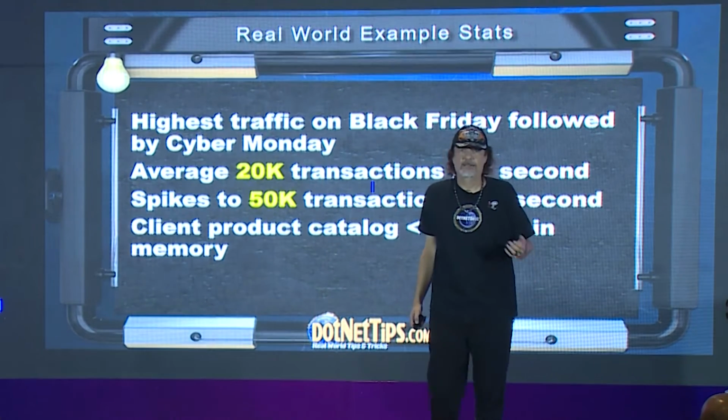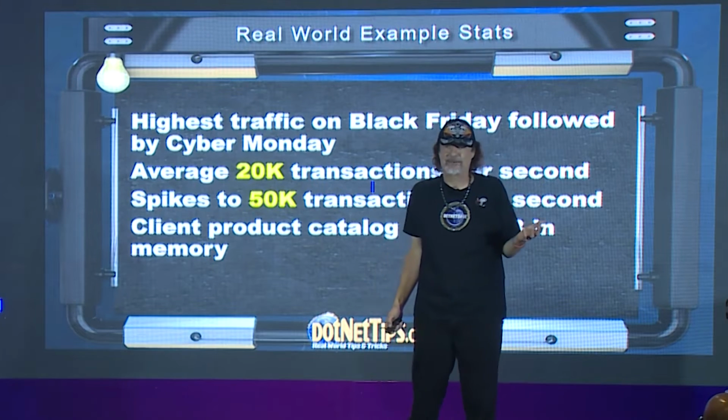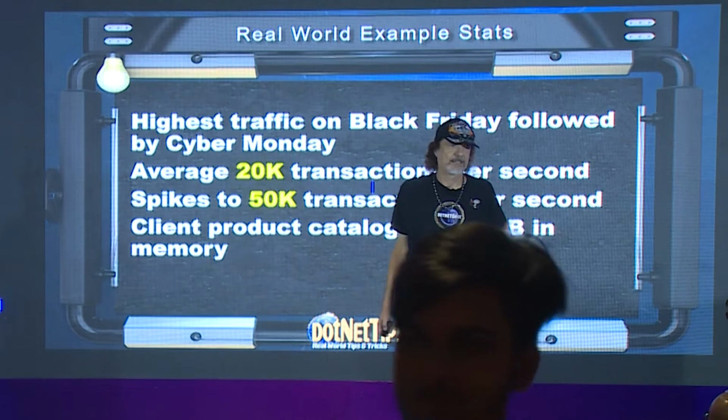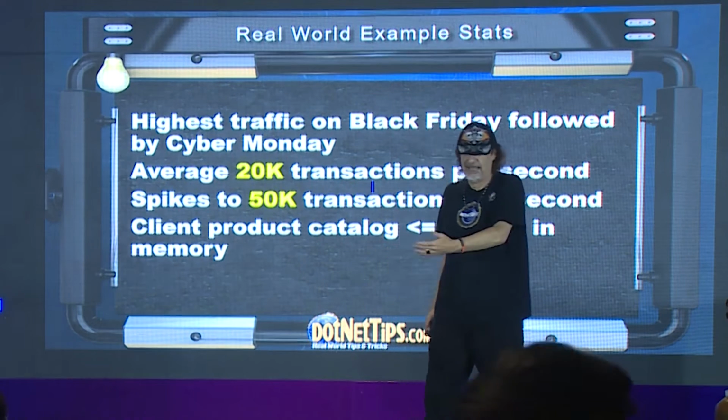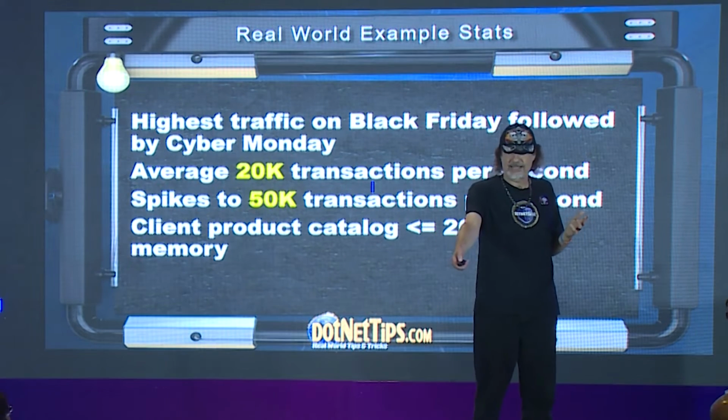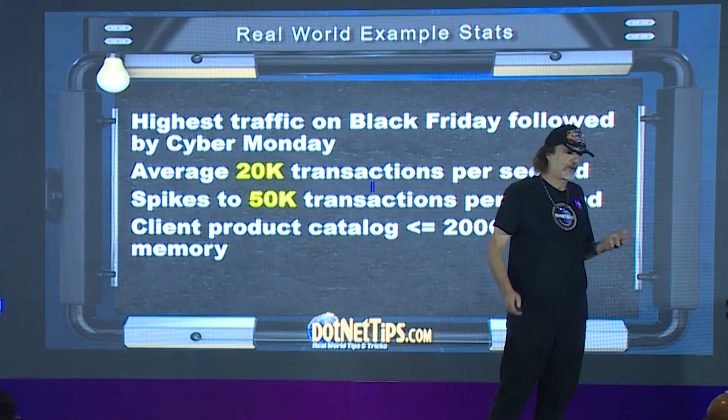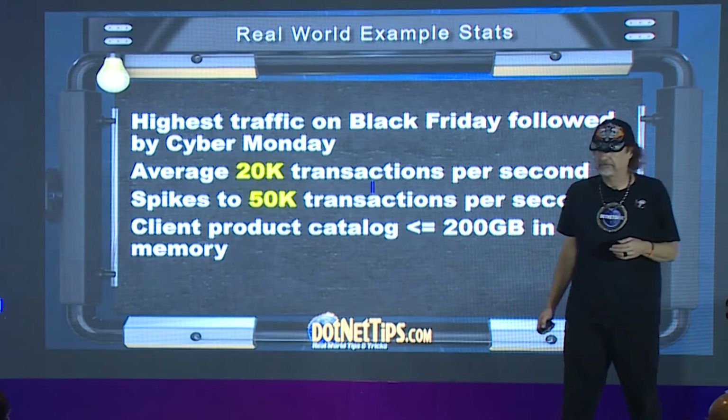And for some weird reason, they put 200 gigabytes in memory of Nike's product information. I don't know why they didn't just cache it, but that's what they did. And that 200 gigs in memory really hurt performance on that server, okay?